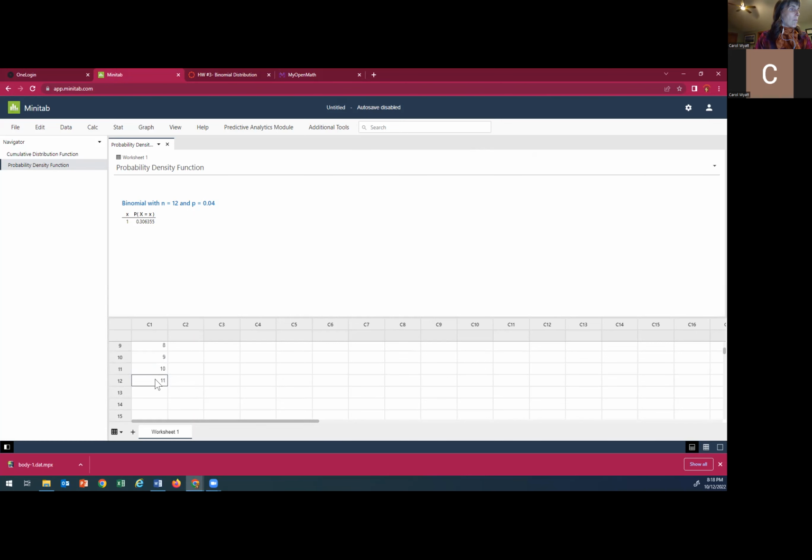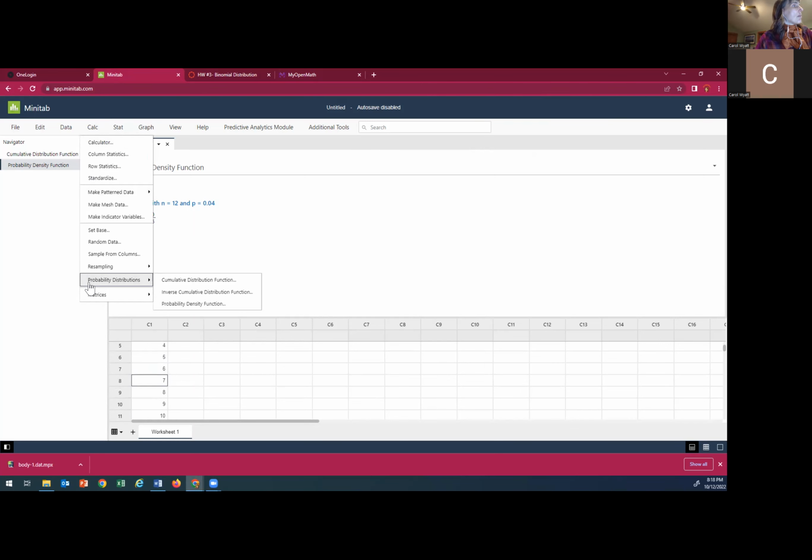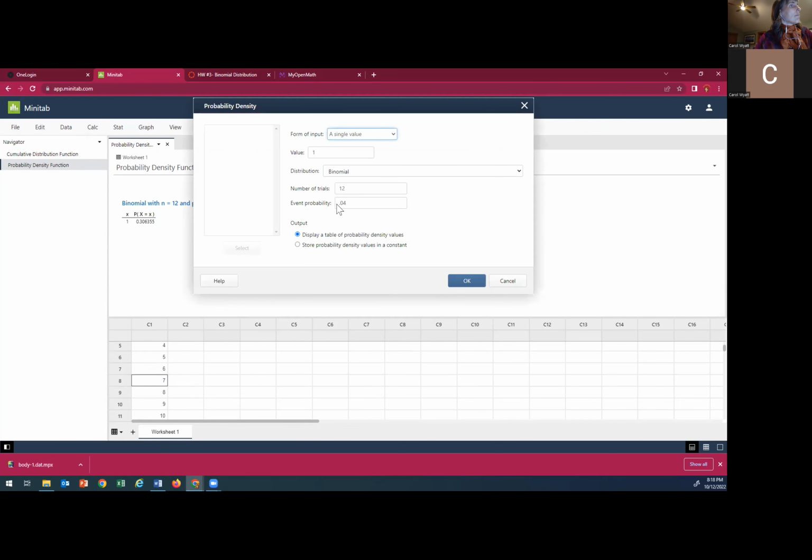11, and 12. And then I went up here to Data, Calculate Probability Distribution. Again, instead of choosing single, I'm going to choose a column of values. My values are in C1. And number of trials, 12.